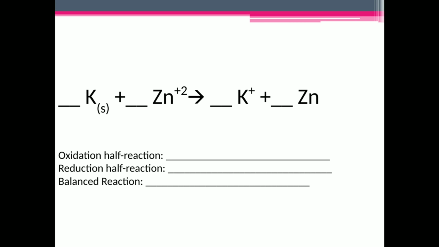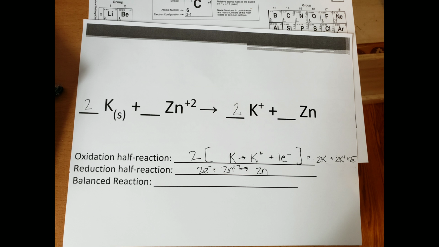Let's see if you can write the half reactions and balance this reaction. Take a minute to pause the video and try this on your own. Did you balance it like this? Remember that the coefficient of 1 that is in front of each zinc does not have to be written, but your answer is not wrong if you did write the coefficient of 1 in front of each zinc.